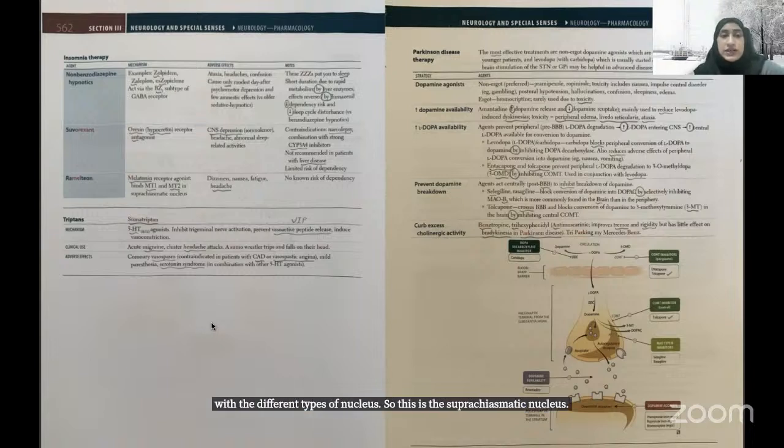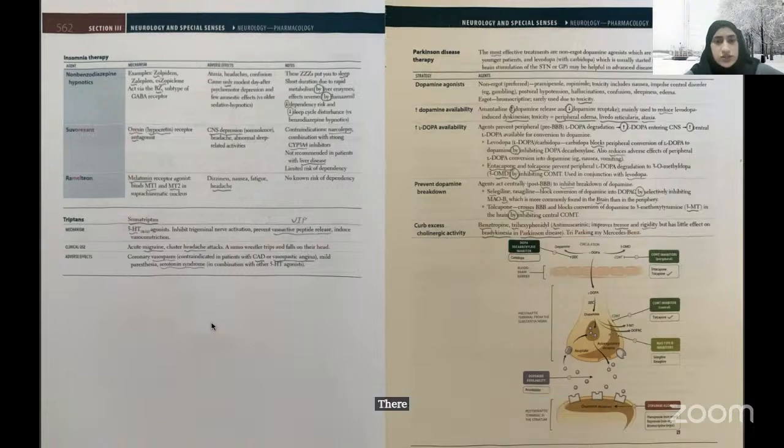The adverse effects for this drug are dizziness, nausea, fatigue, and headache. There aren't any known risks of dependency. So this drug is easy to administer, easy to discontinue the dose. There aren't huge risks that you need to be worried about. And you can pretty much use it in different kinds of patients.